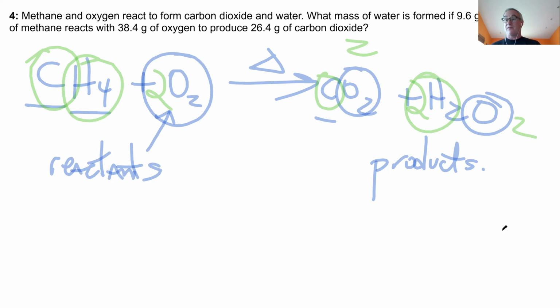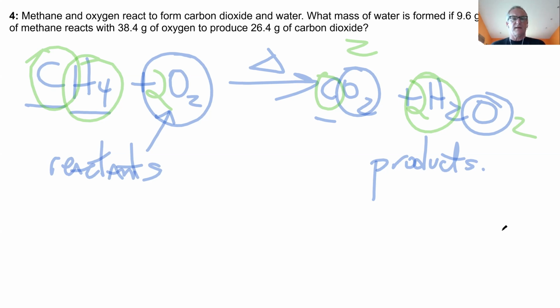So everything's balanced. You always have to have a balanced reaction when you're trying to figure out the mass of reactants and mass of products. If you don't have a balanced reaction, those numbers aren't going to add up. You're going to have too many atoms on one side and not enough on the other side. So they have to balance, and then the masses will balance.